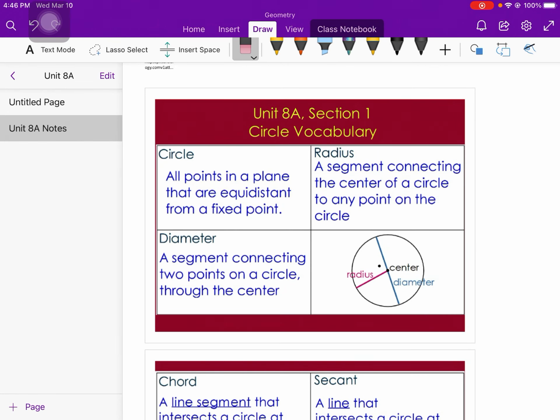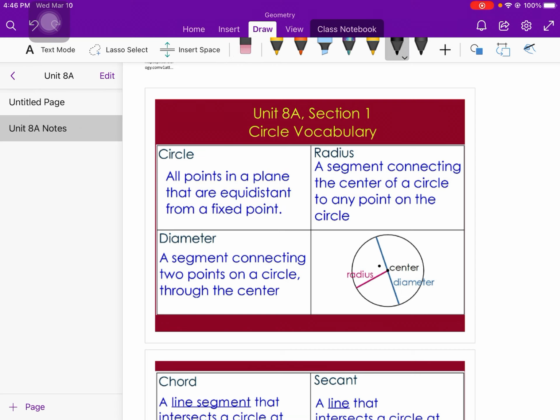This is the introduction to our two circles units, so we're going to be using these words a lot. Some of them are going to be familiar and then some of them are probably new to you. The very first thing is to define a circle, and that is all points in a plane that are equidistant from a fixed point. So they're the same distance from what we call the center point.